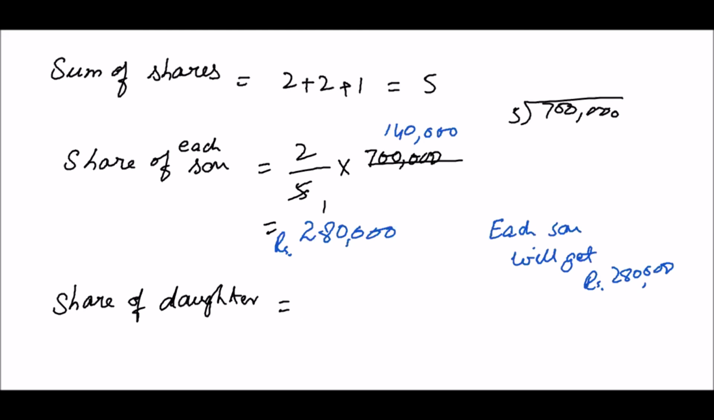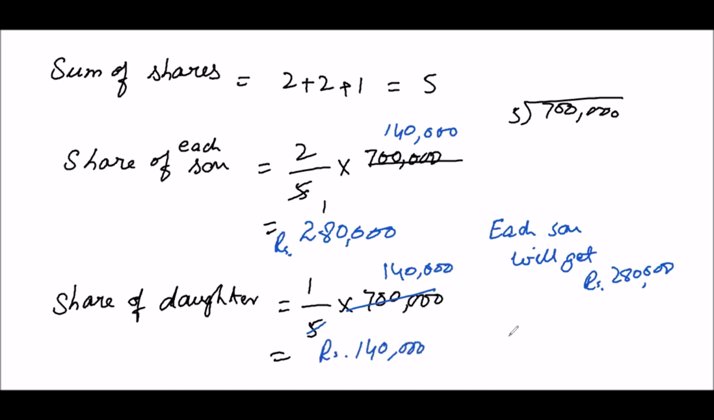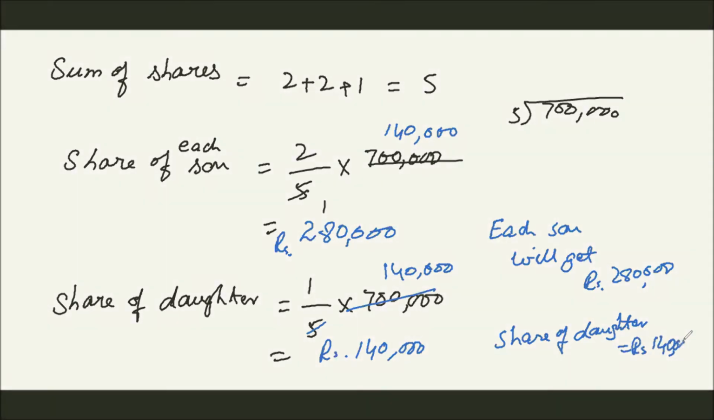Now again, we know that daughter gets 1 out of 5 shares, and the total amount which is to be divided is 700,000. Now again, we will cancel this 5 with this. We get 140, and now multiply it with 1. We will get rupees 140,000. So share of daughter is equal to 140,000 rupees.